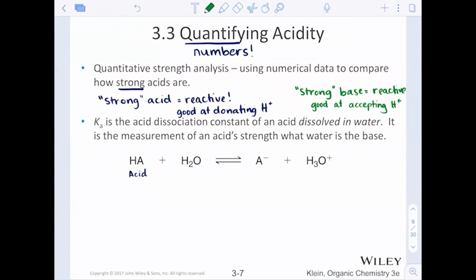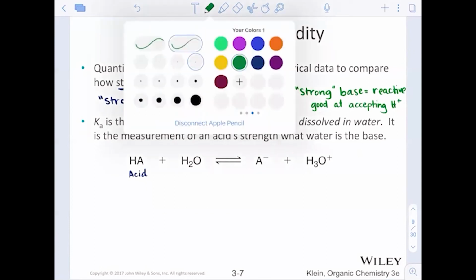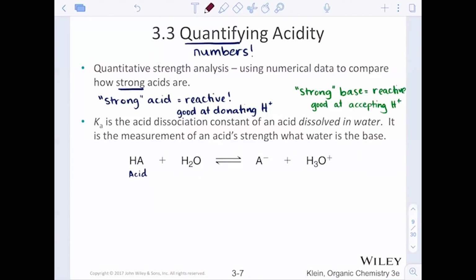When we talk about weak things, they are the opposites, unreactive, bad at donating, bad at accepting. And so being able to say strong versus weak and really relating it to reactivity here is what we want to focus our attention on.